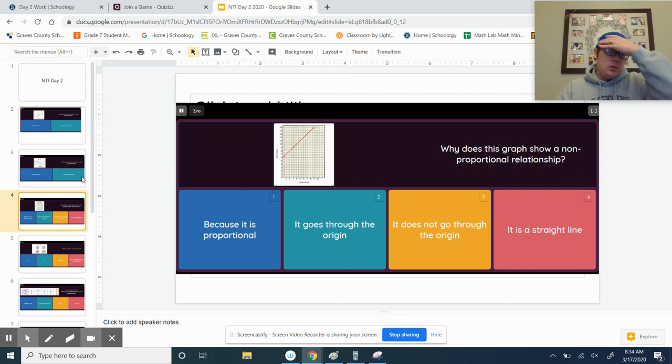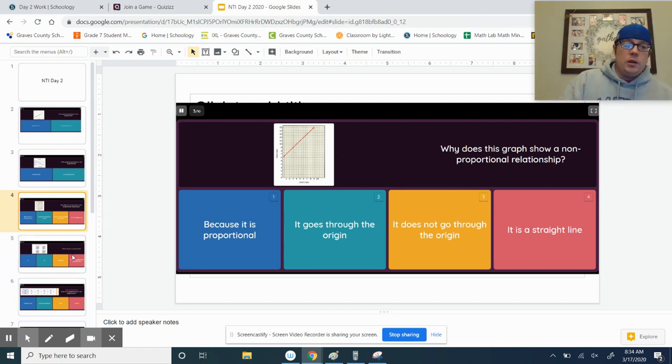Why does this graph show a non-proportional? So they're already admitting to you that this one's not proportional, and you got to give a reason why. We've talked about that one on the first two, and you just got to put it into words. The reason why this one's not proportional, it's not because it's not straight. It's clearly a straight line. The red line is, but the origin of this graph is way down here in the bottom left-hand corner. So it's not going through that point. It's not going through the origin. That's what you should select for that one.